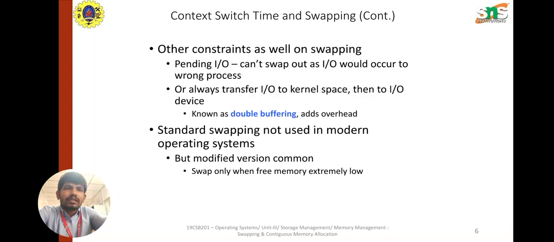There are other constraints on swapping as well. With pending input and output, a process cannot be swapped out, as the input and output would occur to the wrong process. Or we always transfer input and output to kernel space, then to the input output device. This is known as double buffering and is overkill. Standard swapping is not used in modern operating systems, but modified versions are common. They swap only when free memory is extremely low.